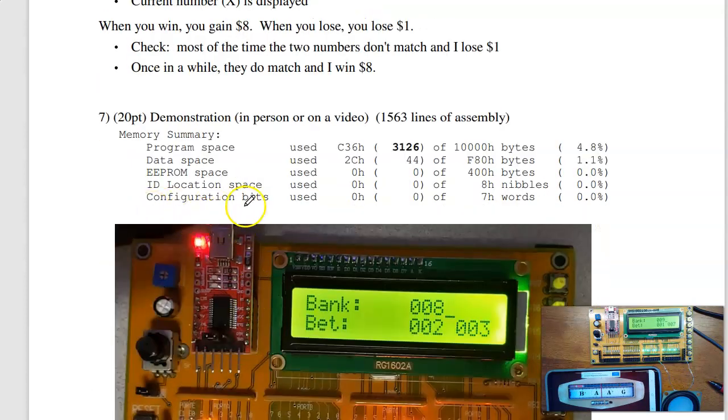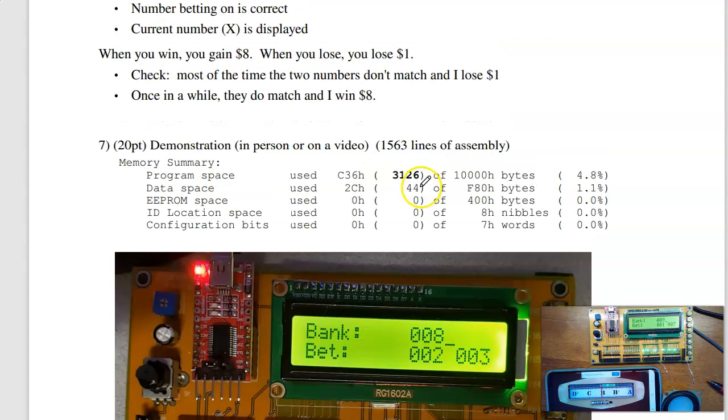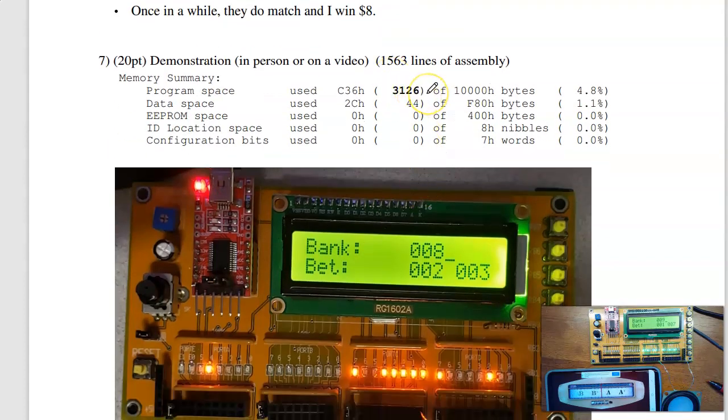And for the demonstration, be in person or with a video, kind of your pick. When I'm all said and done, my final code is 1,563 lines of assembly. This is code that I wouldn't really want to write in assembly, but that's the beauty of C. It's not that hard a program to write in C. Be really painful in assembly. That's why we use C code.